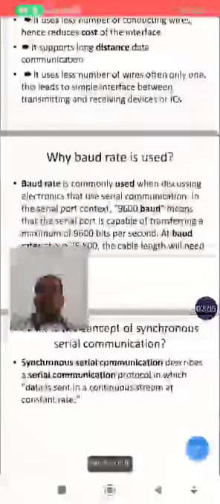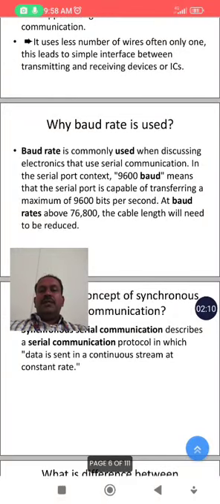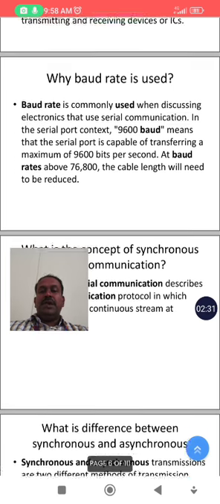Why is the baud rate necessary? Baud rate is commonly used when discussing electronics that use serial communication in the serial port context. A 9600 baud rate means that the serial port is capable of transmitting a maximum of 9600 bits per second. At baud rates at or above 76800, the cable length needs to be reduced.